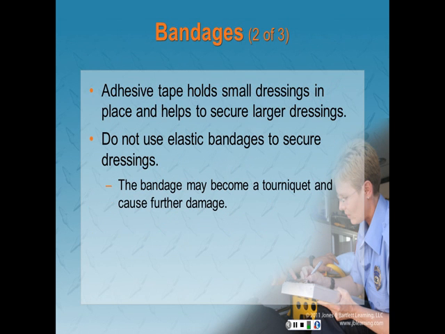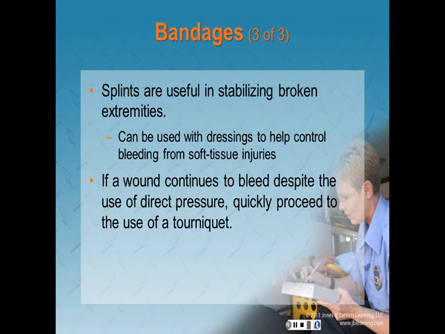Adhesive tape holds small dressings in place and helps secure larger dressings. Some people, however, are allergic to adhesive tape and use paper or plastic tape. Do not use elastic bandages to secure dressings, because if the injury swells, the bandage may become a tourniquet and cause further tissue damage. You should always check the limb distal to the bandage for signs of impaired circulation and loss of sensation. Splints are useful in stabilizing broken extremities, and they can be used with dressings to help control bleeding from soft tissue injuries. If a wound continues to bleed despite the use of direct pressure, quickly proceed to the use of a tourniquet.